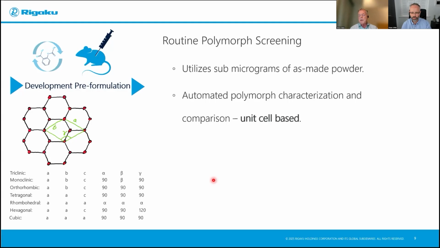Now, in electron diffraction, because this is a unit cell-based characterization and searching, as soon as you've got the unit cell, you've uniquely characterized that particular polymorph. If you get a different unit cell, then it's clearly a different polymorph.